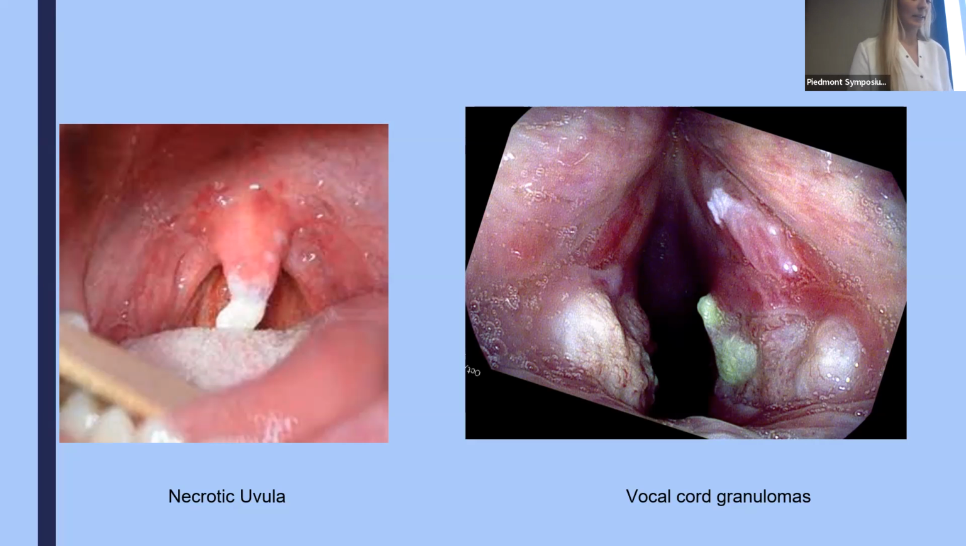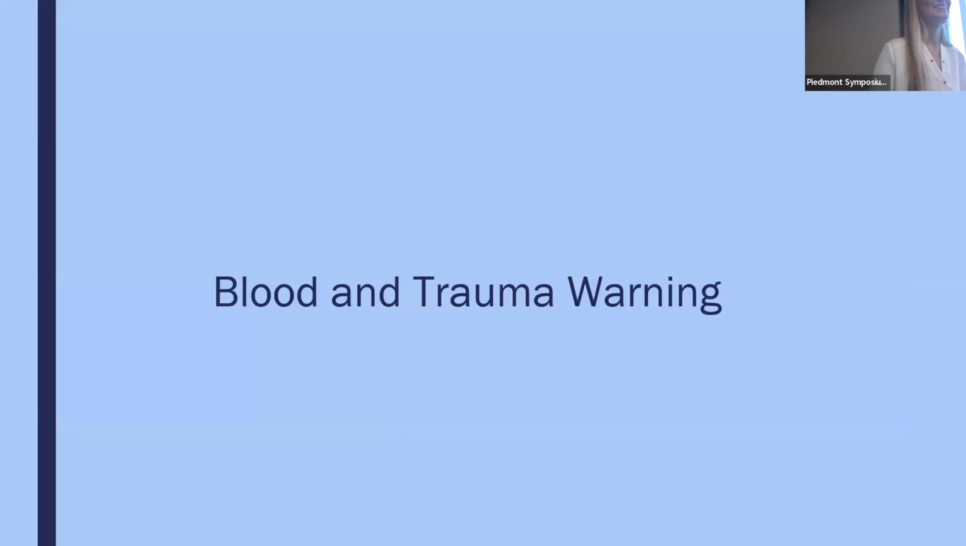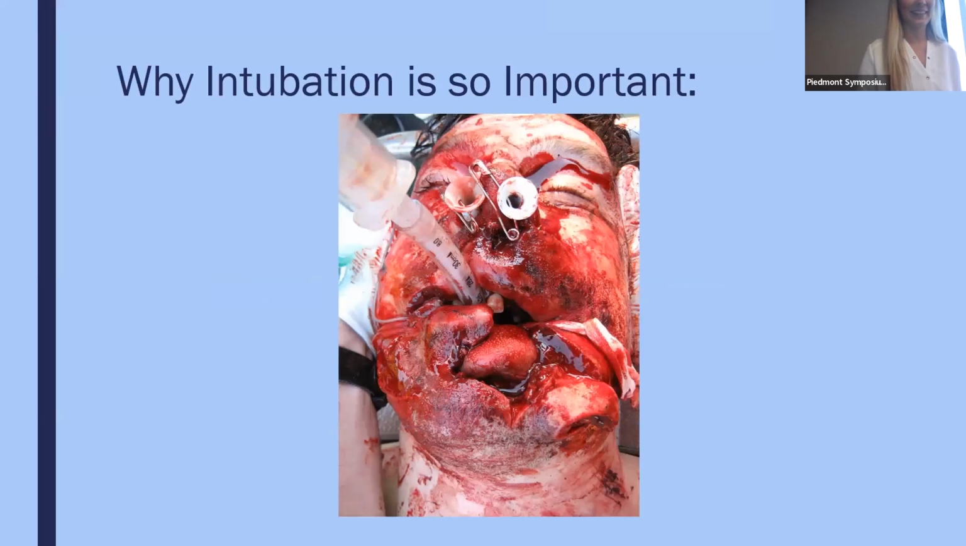However, in many cases, this procedure is inevitable. So even though you already saw the gruesome picture, here is a blood and trauma warning. If you're not good with blood and trauma, even though I already made you look at it, you might not want to look at the next slide. Sorry, again.